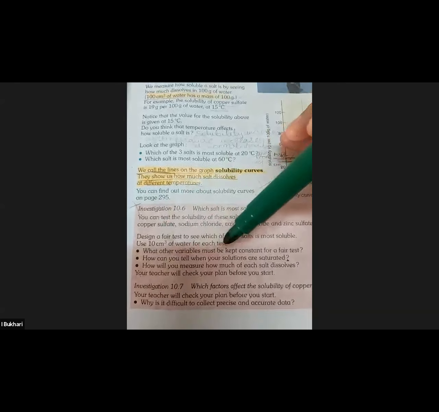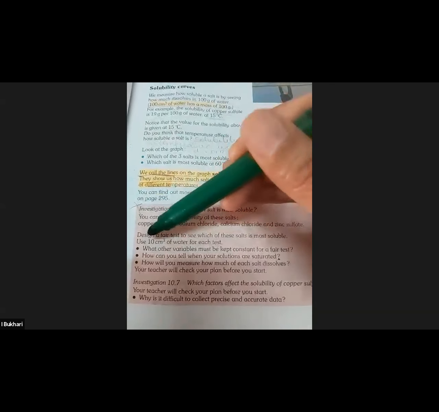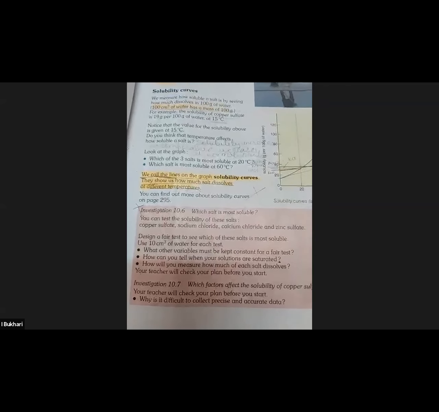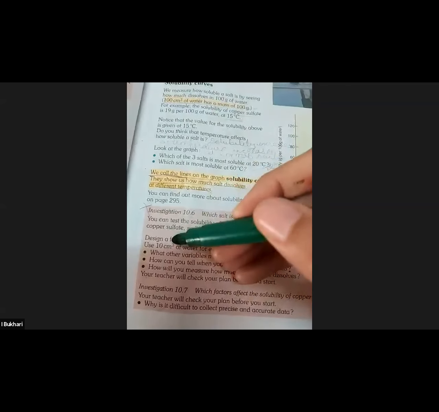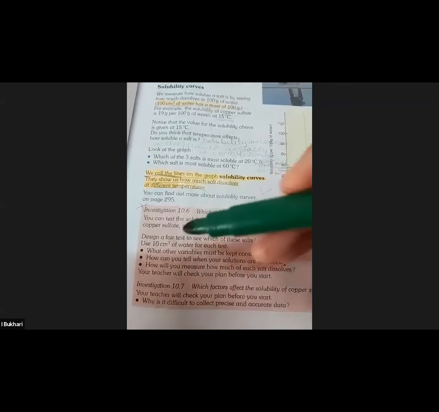What other variables must be kept constant for a fair test? So they told us to keep the volume of water constant, 10 cm3, but what other variables must be kept constant? And you guys told me the temperature, which is very good. Other variables that I suggested was the source of water, same thing, Ismail, the water level or the volume of water. Of course, when the volume is the same, the level is also going to be the same, right? And then the mass of salt, of course, is the variable that will vary, okay?